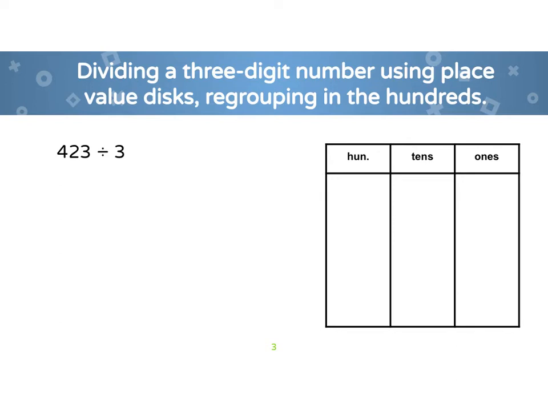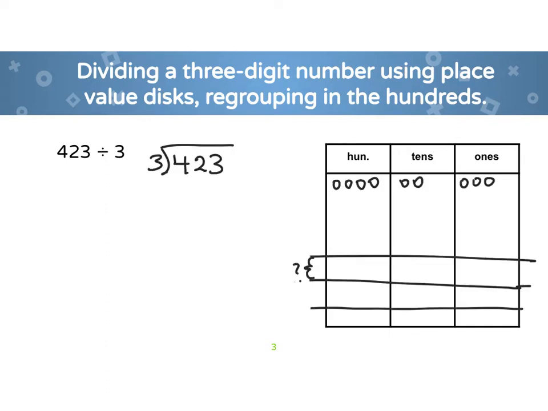So the first thing I'm going to do is I have 423 things and I want to divide them into groups of 3. First I'm going to divide up my hundreds and see if I have any left over. Everybody gets one 100 and I have one 100 left over. So I'm going to regroup that to 10 tens. Let's look at our long division and see how we did that.